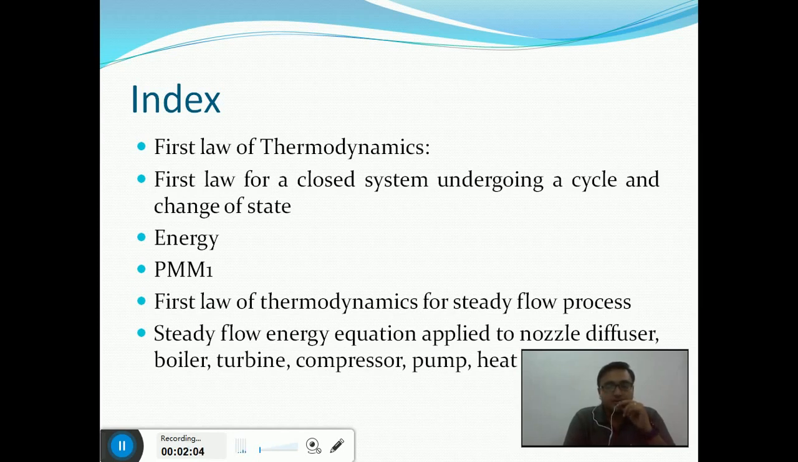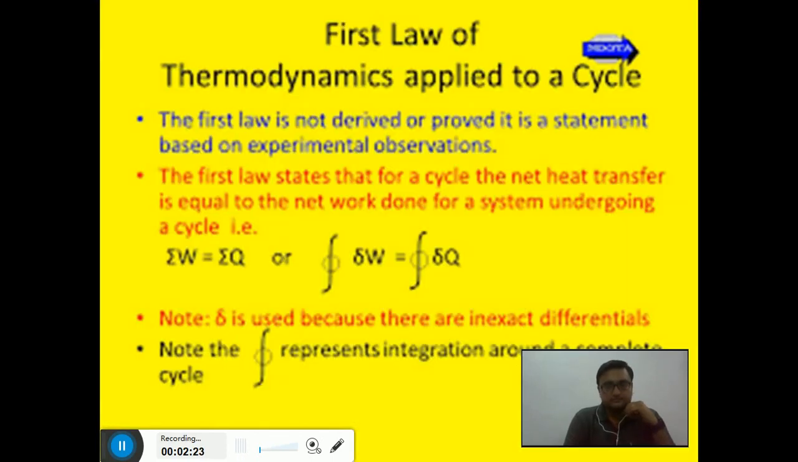Two parts are remaining till now, bottle filling and emptying process. That will be covered in the next video, but all the other points are covered in this video. You can check the syllabus from the GTU website. Let's start with the first law of thermodynamics.